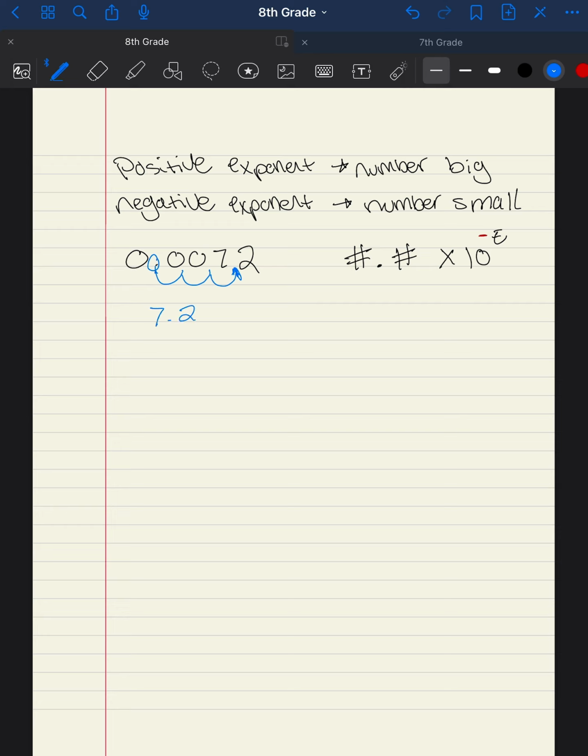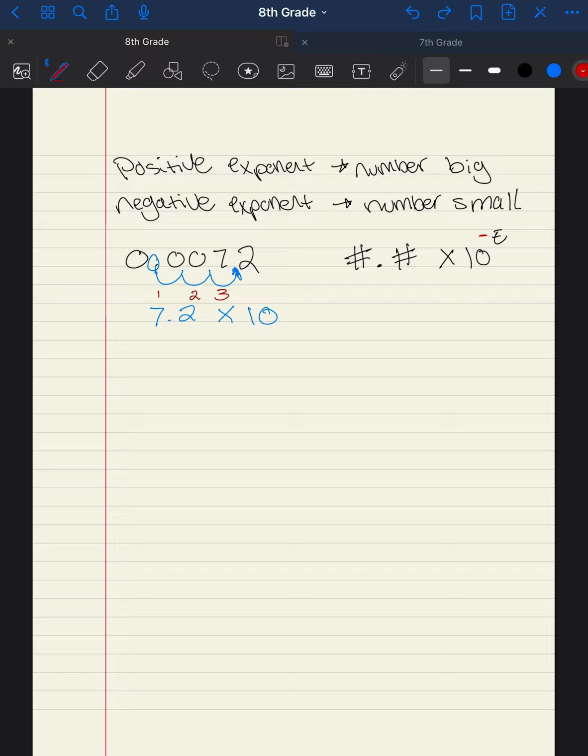So my new number is 7.2. Now, remember scientific notation, times 10. What's my exponent? How many times did I move it? Okay. 1, 2, 3. You can count how many times you move the decimal here, here, here, or you can count how many times you have a swoop. Either or.